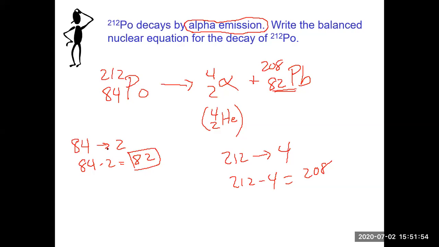And that would represent our balanced nuclear equation. Mass number on the left and mass number on the right equal each other, 212 on both sides, and 84 for the atomic number on the left, and 84 for the atomic number on the right. Any questions on any of that there?